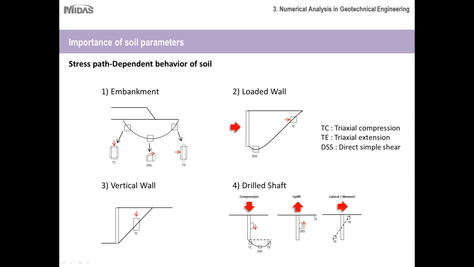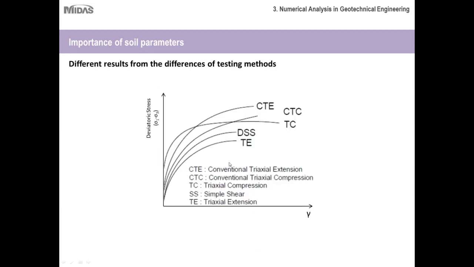Then for a drilled shaft example, you have your compression test, and you have an uplift test, which would require this direct simple shear test, and then a lateral test as well. So let's take a look at their differences. Here are 5 different tests that have been run for the same soil. As you can see, each of the results is different, and they're all nonlinear, which makes your soil parameter input so important.